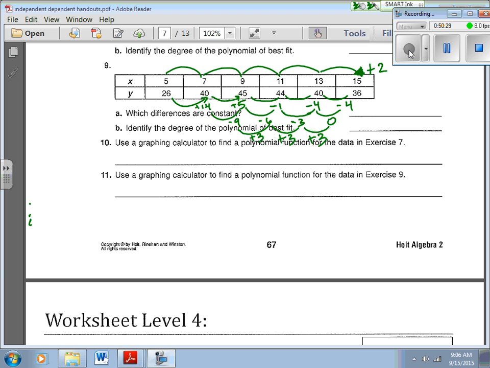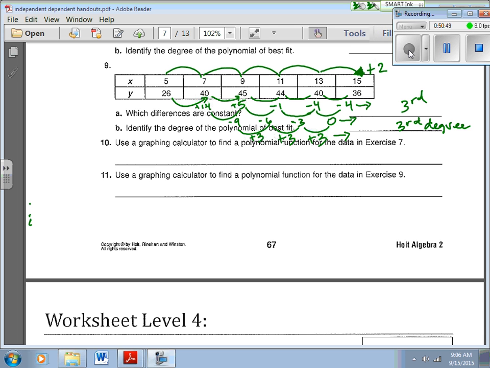So it's not in the first, it's not in the second, it's in the third. So that means it's a third degree polynomial. That would be x cubed plus x squared plus x plus some constant, yeah? So it's a third degree.